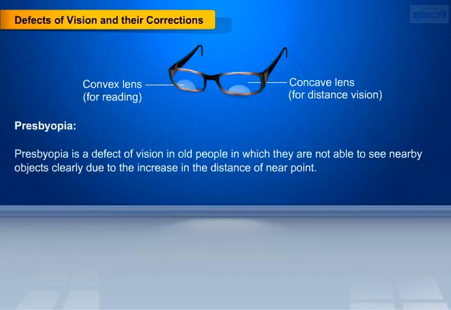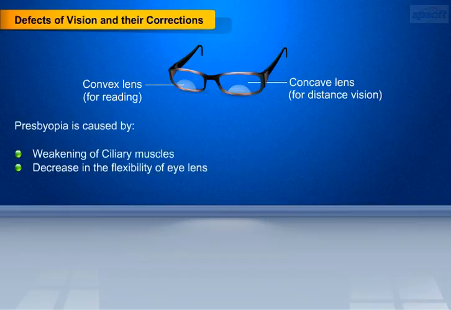Presbyopia. Presbyopia is a defect of vision in old people, in which they are not able to see nearby objects clearly, due to the increase in the distance of the near point. Presbyopia is caused by weakening of ciliary muscles, or decrease in the flexibility of the eye lens. Let us know in detail about the presbyopia defect and its correction.